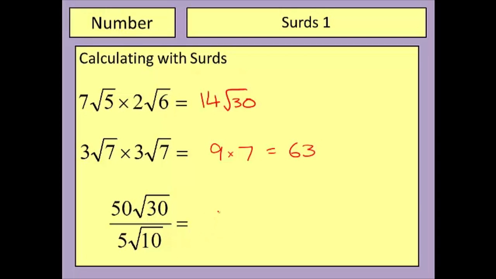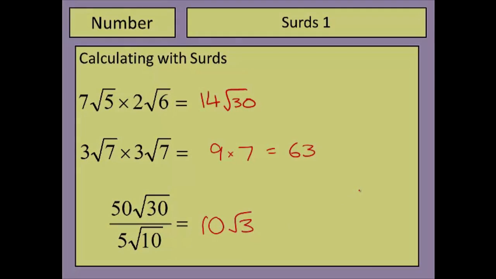In this final question, 50 divided by 5 is 10. Root 30 divided by root 10 is root 3 as my final answer. Well done if you got all three of those correct.